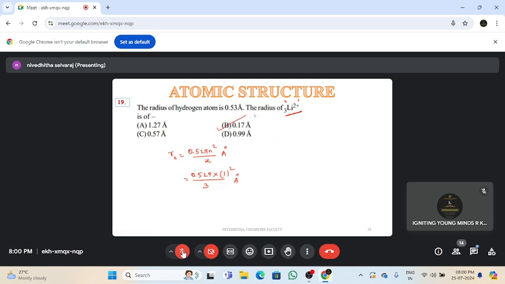Fine. So what is the answer? It is option 2, right? 0.17 angstrom and not option A. Is that clear? Shall we move on to next question?